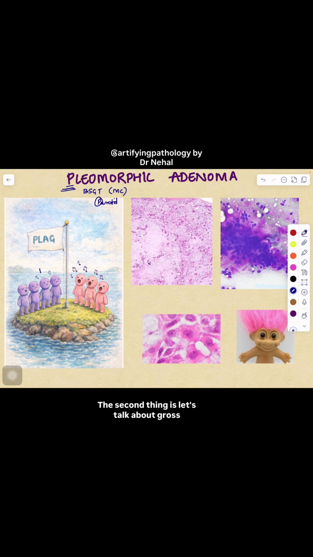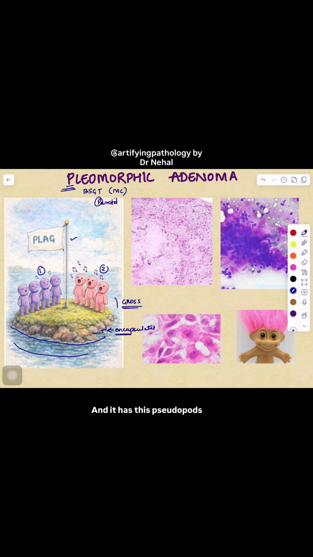The second thing is let's talk about gross. So grossly it is a well encapsulated tumor. How do we remember this? We have a pictorial mnemonic here. As you can see, there is a water body and in the center there is an island, and there are two types of groups. They are flag hoisting and here is the flag. So for gross, remember, as this island is encapsulated, so our tumor is also encapsulated and it has these pseudopods.